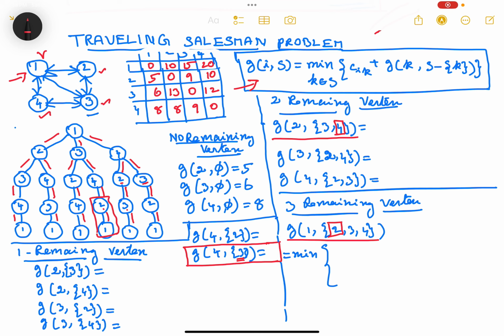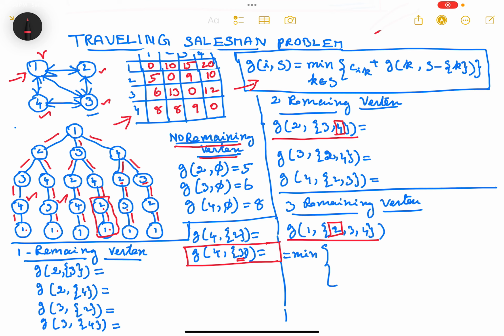That is, we are going to find the shortest path from one city to the starting city without any intermediate vertices, without any remaining vertex. So first of all, we are calculating the shortest path between 2 and 1. From the second city to the starting city, then from the third city to the starting city, then from the fourth city to the starting city without any intermediate vertices. So we are calculating the shortest path with no remaining vertex.